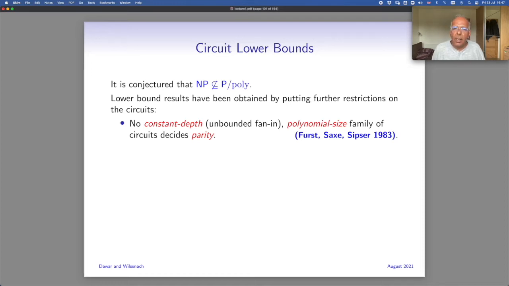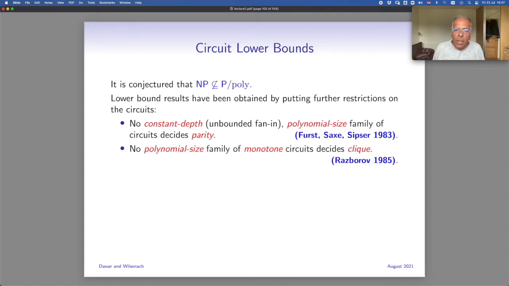One of the classic examples is the result first proved by Sachs-Sipser, and independently by Ajtai, I should say, which says that if you bound the depth by a constant, then no polynomial size family of circuits decides parity. Parity meaning just deciding whether the number of ones in the input is even. Razborov showed that if you restrict yourself to monotone circuits, then you can't decide problems like clique. No polynomial size family of monotone circuits decides clique.